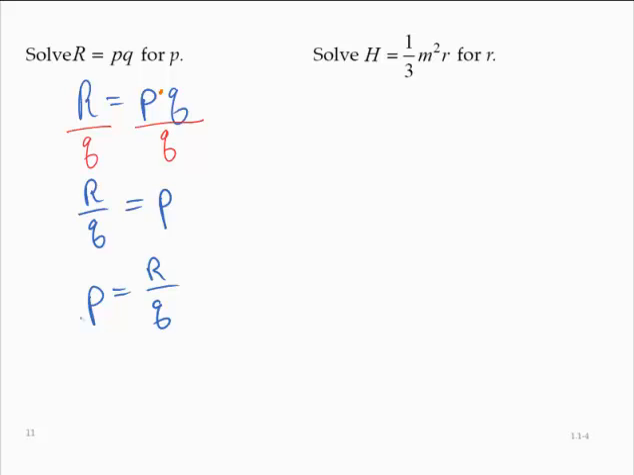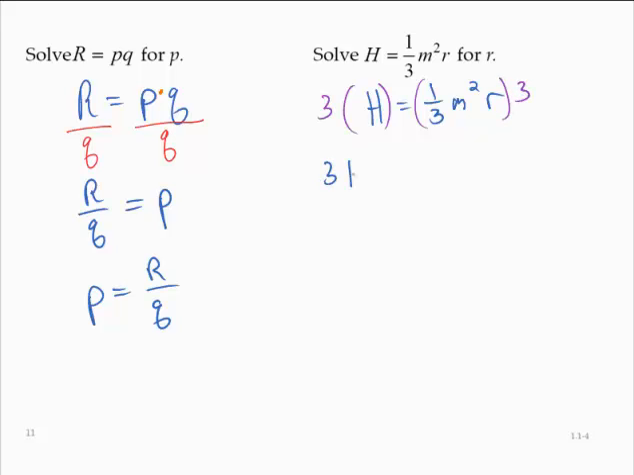Solve h is equal to 1/3 m squared r for r. Well, we need to isolate the r, but we have that fractional coefficient. Now, we don't really like to have those fractions in there. We don't want to have to divide by a fraction, so let's multiply through by a common denominator. So I'm going to multiply both sides of the equation by 3.